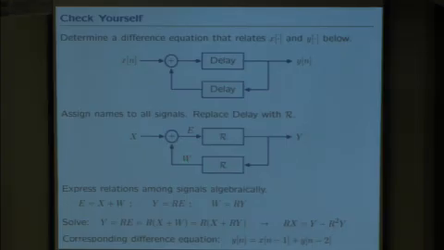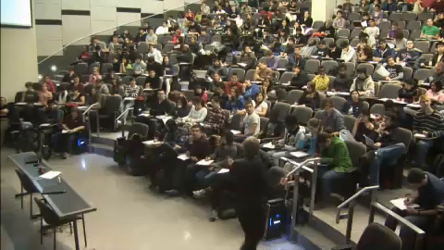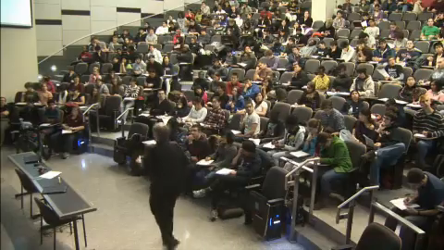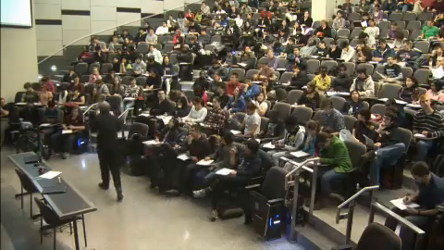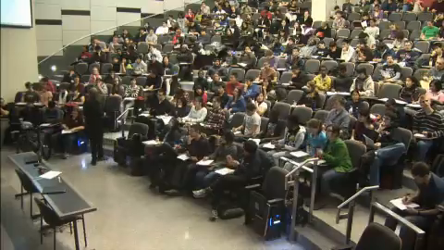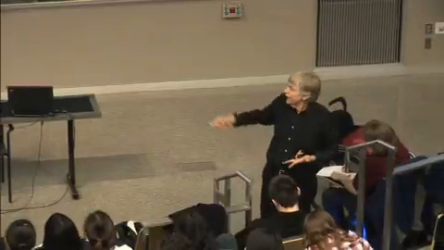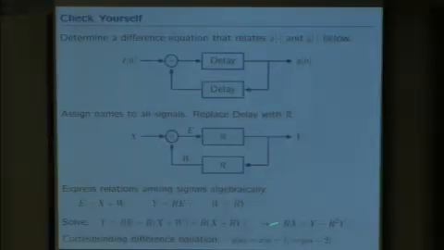I get 3 equations in R. I just solve algebraically. None of this difference stuff, none of these square brackets with ends in them. I just use algebra. So I solve it algebraically, and I get this. And that translates into a corresponding difference equation shown here. The point is 3 different representations: difference equations, block diagrams, operators.